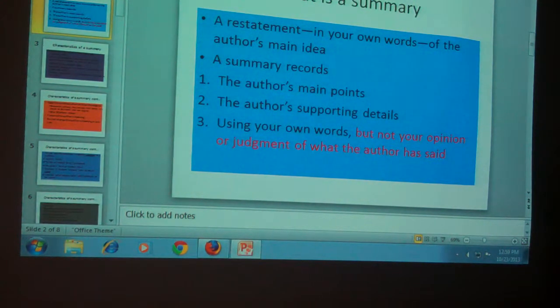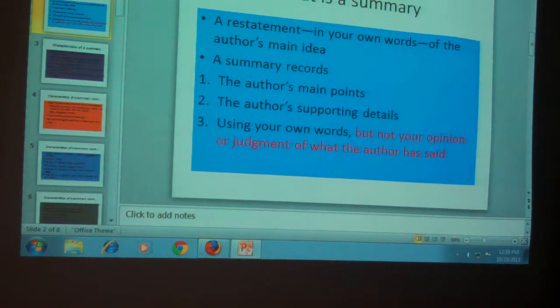At this point, though, I'm going to go in and talk about what is a summary. A summary is a restatement, in your own words, of the author's main idea. So just as you might consider with a summary, you are using your own words, but you're keeping track of the author's main ideas. A summary records the author's main points. It might also record supporting details.